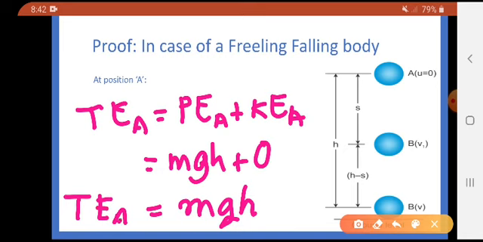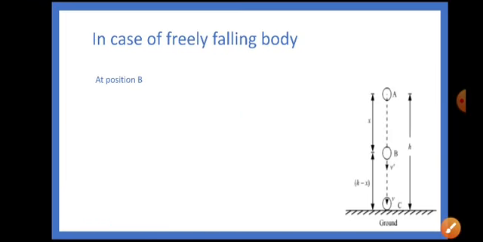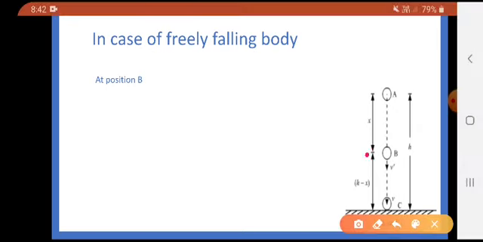Now it is falling down. It travels some distance x, then it reaches point B. The distance traveled by the body is x. Then what is the height? Height will be h minus x. Total height minus what it traveled, so its height from the ground is h minus x.